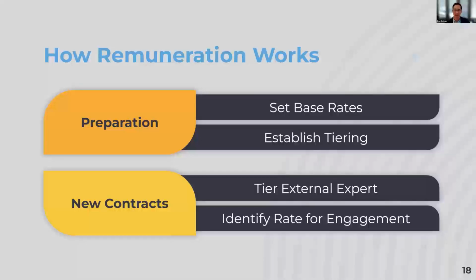Now, the bottom of this slide, the second section, it builds off the first. So this is what happens when a company engages a new external expert. They need to write a new contract and settle in with this individual. So one thing they do, they tier that individual to gauge their expertise and their value. That allows them to then identify remuneration for the activity under discussion.